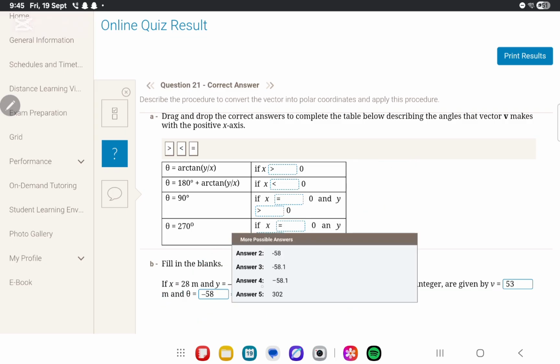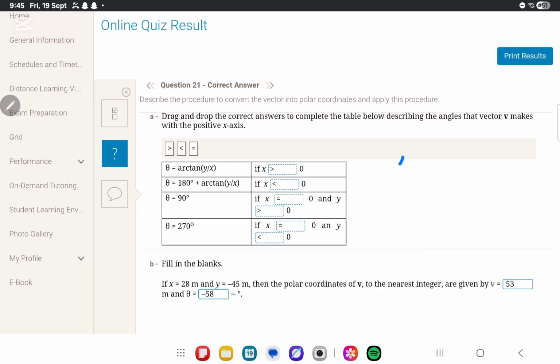Now, you can do 360 minus 58. That gives you 302, which is the positive angle, which is what you should be doing. Here, I don't recommend putting negative 58. I recommend putting 302 degrees. Because in the exam, I know someone who put a negative angle, which was the correct answer, but the system didn't accept it, it rejected it.